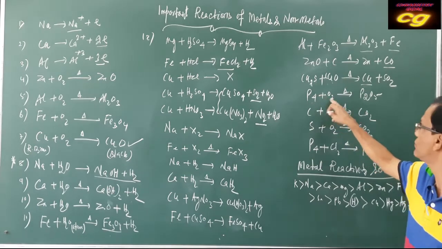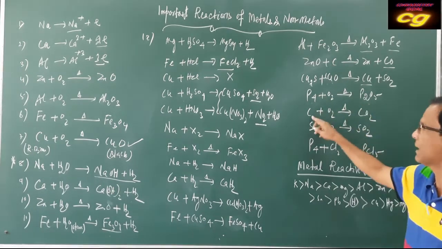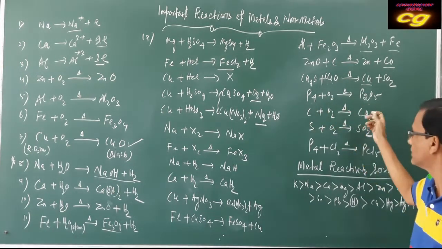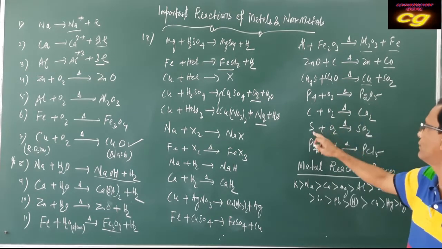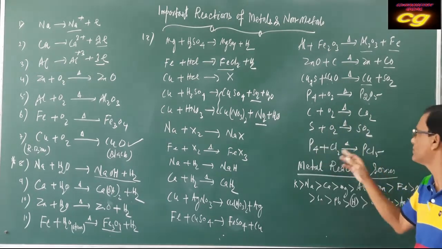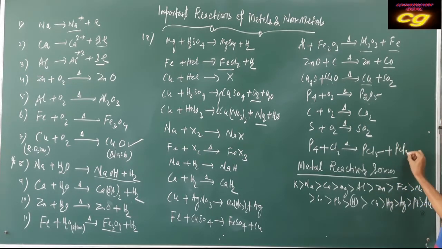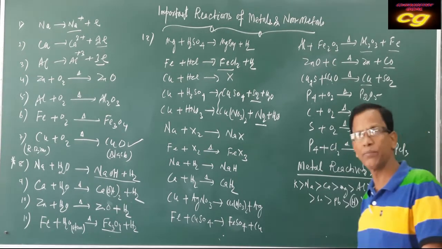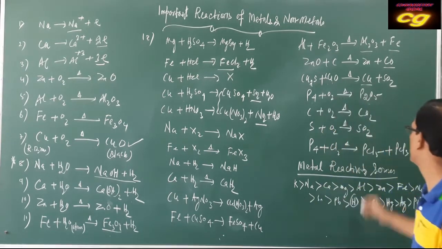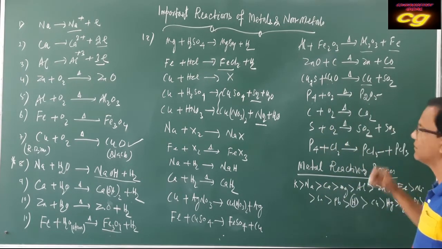Phosphorus when burned produces phosphorus pentoxide. Carbon when burned produces carbon dioxide. Sulfur produces sulfur dioxide. Phosphorus pentachloride, phosphorus trichloride, and phosphorus trifluoride are also produced. Trichloride and pentachloride both are produced. Sulfur dioxide and sulfur trioxide are also produced.